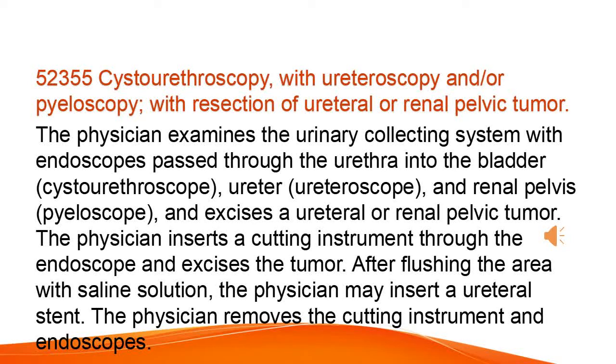Cystourethroscopy with ureteroscopy and/or pyeloscopy, with resection of ureteral or renal pelvic tumor. The physician examines the urinary collecting system with endoscopes passed through the urethra into the bladder, cystourethroscope, ureter, ureteroscope, and renal pelvis, pyeloscope, and excises a ureteral or renal pelvic tumor. The physician inserts a cutting instrument through the endoscope and excises the tumor. After flushing the area with saline solution, the physician may insert a ureteral stent. The physician removes the cutting instrument and endoscopes.